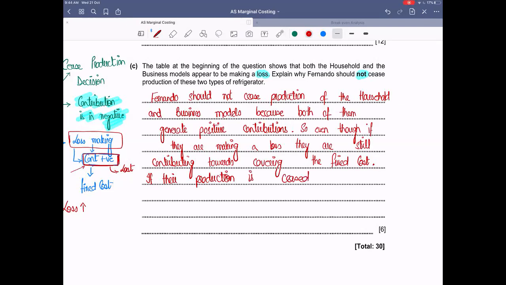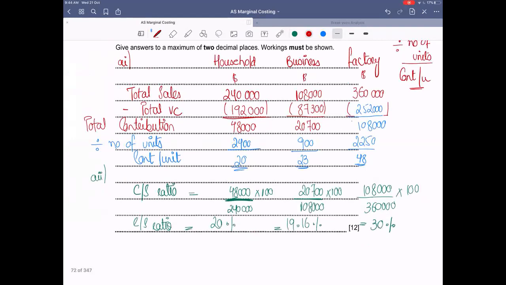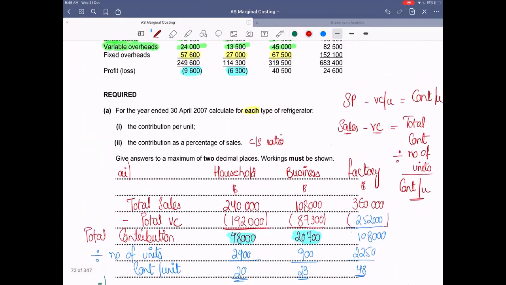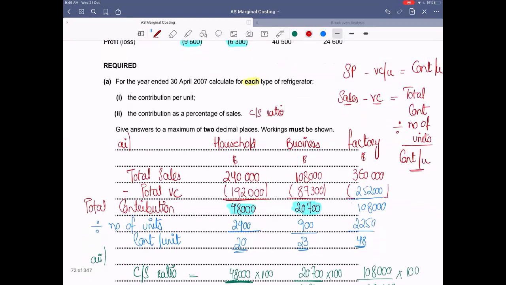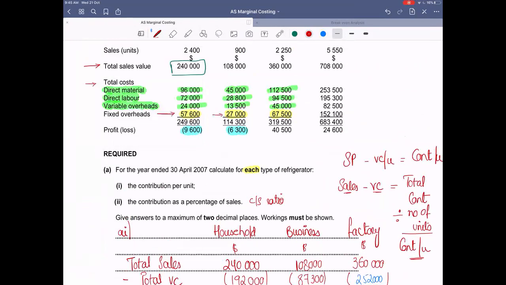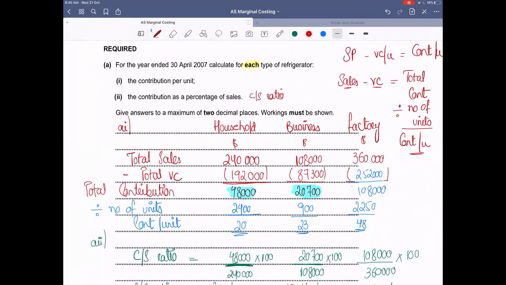अगर इनकी प्रोडक्शन सीज हो जाती है तो हमारे कितना कंट्रीब्यूशन का नुकसान होगा? इसका कंट्रीब्यूशन है हाउसहोल्ड का 48,000 और बिजनेस का है 20,700. ठीक है तो अगर इनकी प्रोडक्शन हम बंद करते हैं तो हमारा ये पॉजिटिव कंट्रीब्यूशन चला जाएगा and because of that, फिक्स कॉस्ट क्योंकि सेम रहेगी तो हमारा लॉस और बढ़ जाएगा. सही है. Because if you cease these two products, आपकी fixed cost तो वहीं की वहीं रहेगी, मतलब ये fixed cost कहीं भी नहीं जाएगी, fixed cost यही रहेगी total. So अगर आपने इनको बंद किया तो ये contribution जाएगा, to at least अभी ये इतना पैसा तो contribute कर रहे हैं ना to cover the fixed cost. फिर ये पैसा भी नहीं आएगा.